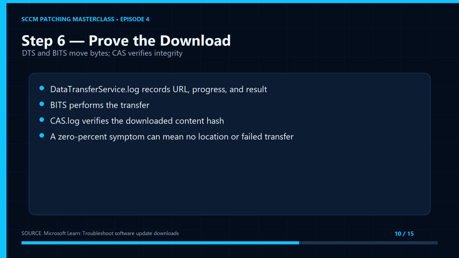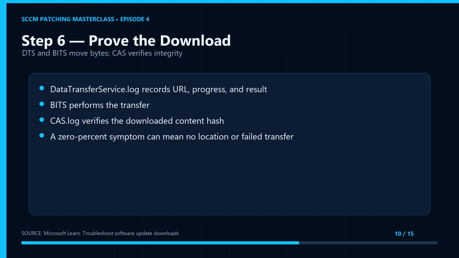DataTransferService.log creates and monitors a BITS job. Follow the content ID and the CTM and DT job identifiers rather than guessing from file names. A client stuck at 0% can have two very different causes: Content Transfer Manager never received a location, or Data Transfer Service received a URL but the transfer failed. Microsoft recommends checking CAS, Content Transfer Manager, and Data Transfer Service first, then verifying boundary groups and package status.